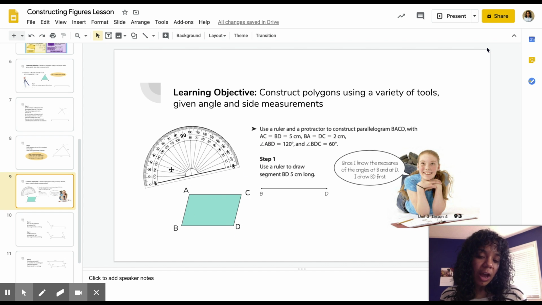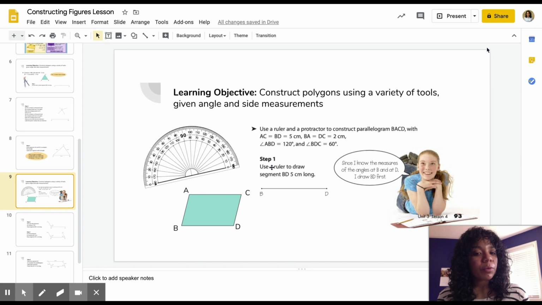This is not how it will look, but this is just an example of how a parallelogram looks to give you an idea. And it also gives you 2 angles. So it shows you that angle ABD, which would be something like that, would be 120 degrees, and angle BDC, which is something like this, would be 60 degrees. Okay, so you see this is not correct, but this is just to show you how a parallelogram looks.